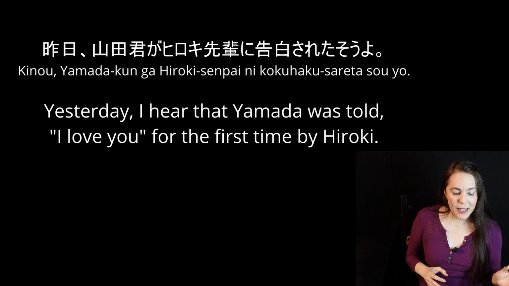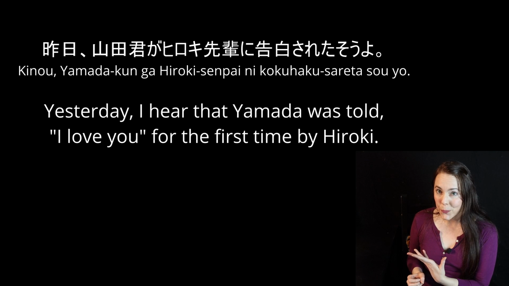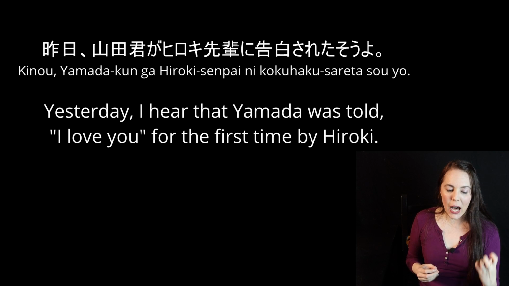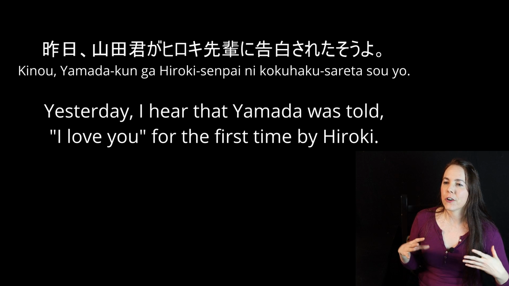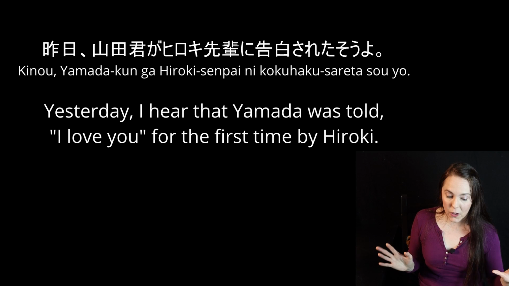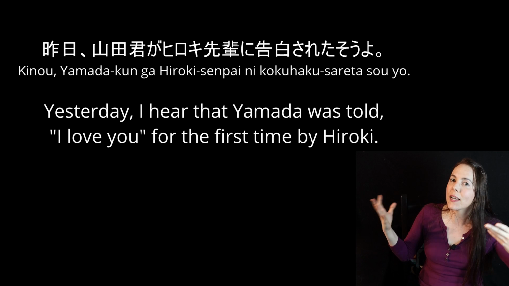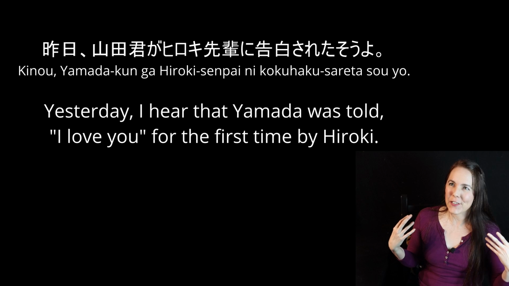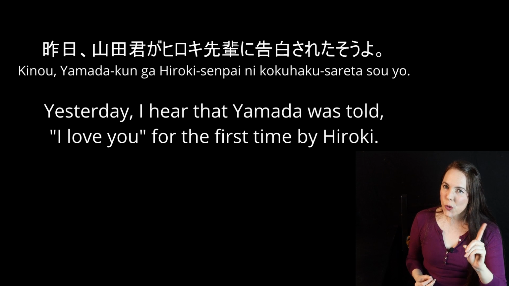昨日、山田君がヒロキ先輩に告白されたそうよ。All right, yet another verb conjugation. So 告白される。告白する is to either tell someone for the first time that you have a crush on them or to ask them out. It depends on the context. 告白された means was asked out or was told by somebody that they have a crush on me for the first time. But I add the そう at the end of that.